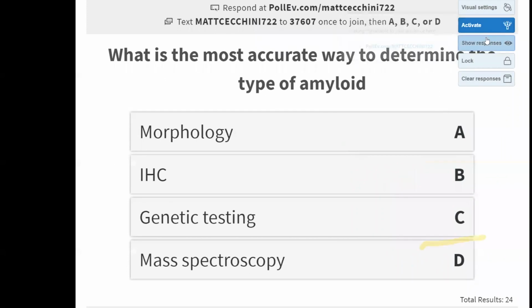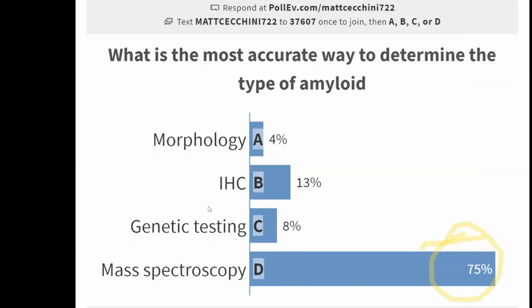Let's see. Yeah, so it is D, mass spec. Great job. And this is actually how the mass spec is done. What happens is they'll do a Congo red stain here, and then these areas, using laser capture microdissection, will be lasered off, and then this material will go through a mass spec, where the fragments of the peptide can be analyzed by the mass spec detector. Great.